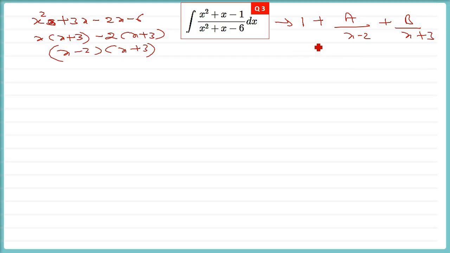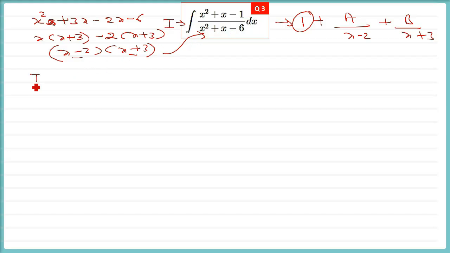But how this 1 has come, how this a and b has x minus 2 and x plus 3 as the denominator. So let's start from the scratch. That is from the beginning. Now one thing you have to remember, that we have already computed x square plus x minus 6 as two factors, x minus 2 into x plus 3.